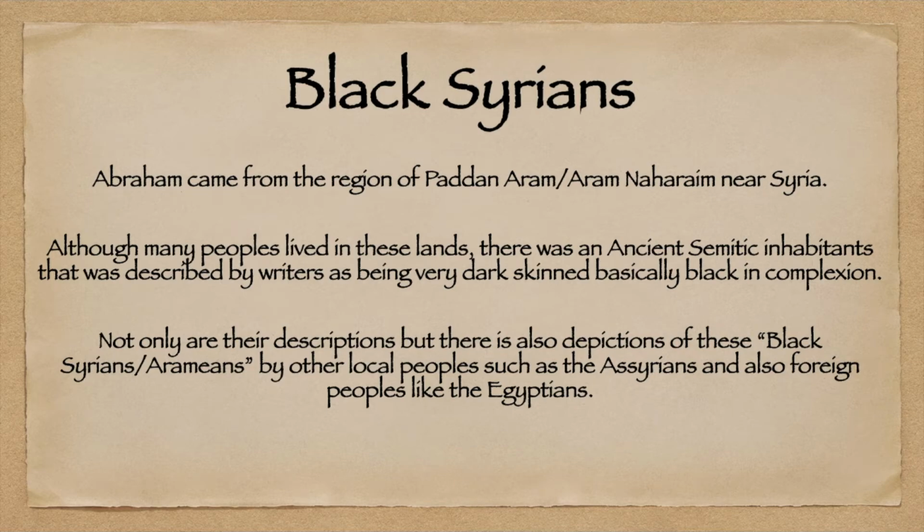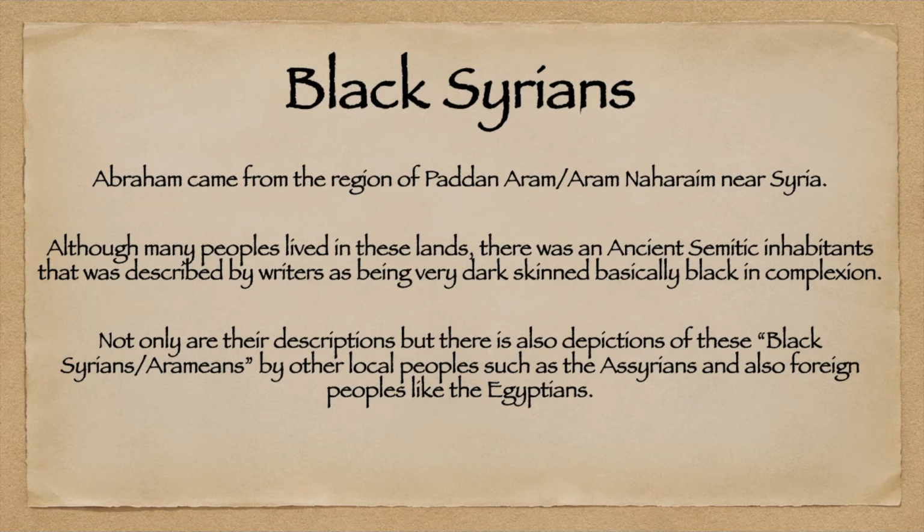Abraham came from the region of Padan Aram, near Syria. So now let's look at the people in ancient Syria in this time, because it was a very mixed area. Although many peoples lived in this land, there were ancient Semitic inhabitants that were described by writers as being very dark skinned, specifically, basically black in complexion.